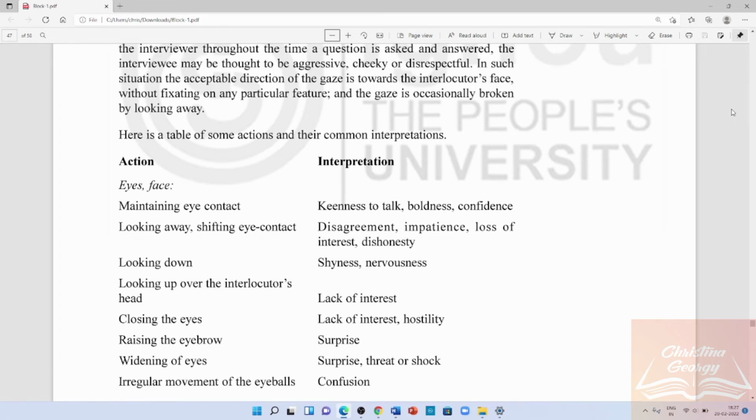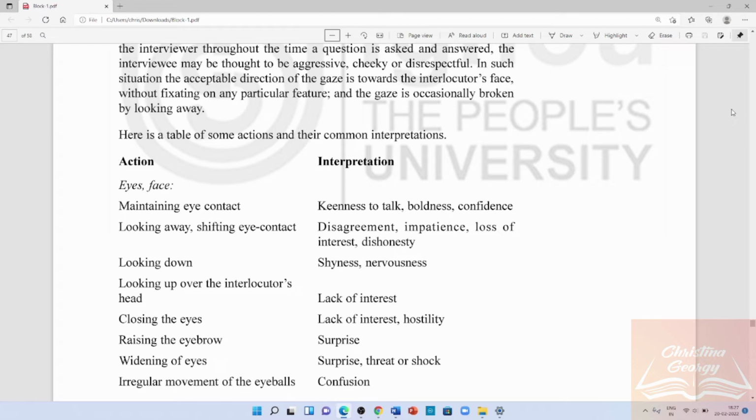Dear learners, certain actions can lead to interpretations. For example, what if you maintain eye contact with a person? That would show your keenness to talk, your boldness, your confidence, etc. But at the same time, what if you look away from this person or shift eye contact from this person? That would express disagreement, impatience, loss of interest, or even dishonesty. What if you look down? That would denote shyness or nervousness. Closing the eyes could also mean lack of interest or hostility.